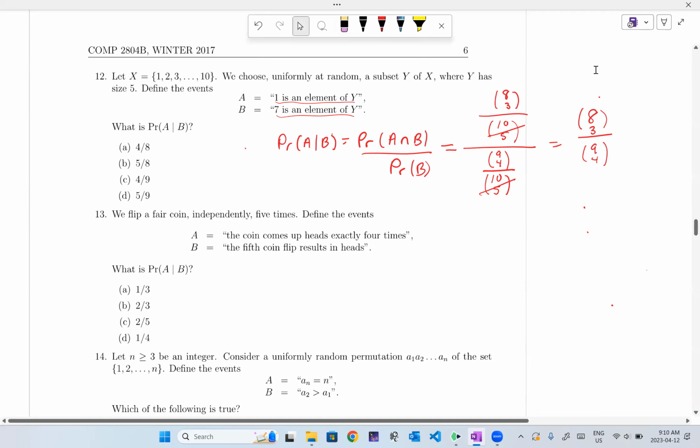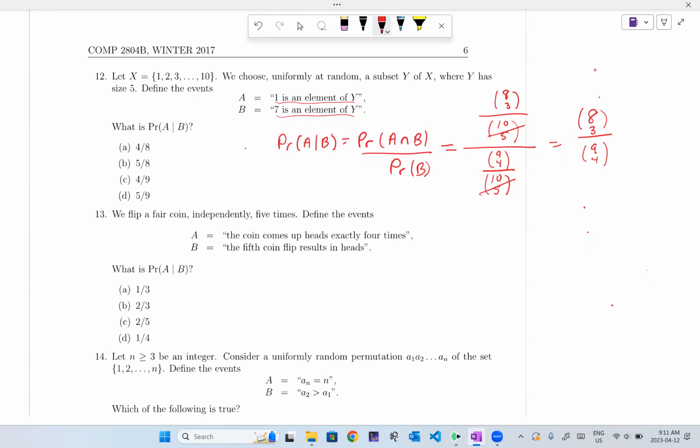All right. We flip a fair coin independently 5 times. The event A: the coin comes up heads exactly 4 times, and B: the 5th coin flip results in heads. What is the probability of A given B? Again, this is the probability of A intersect B over the probability of B.